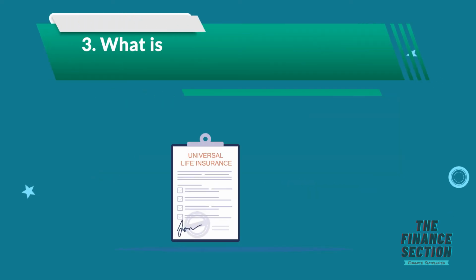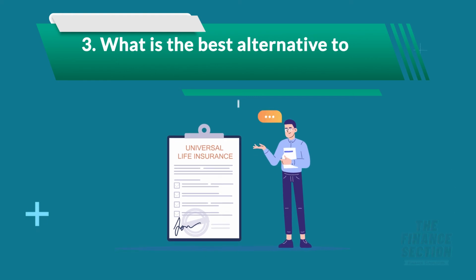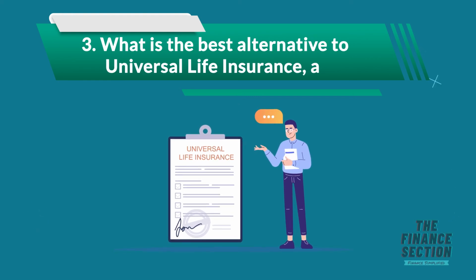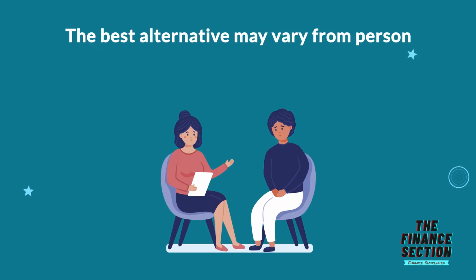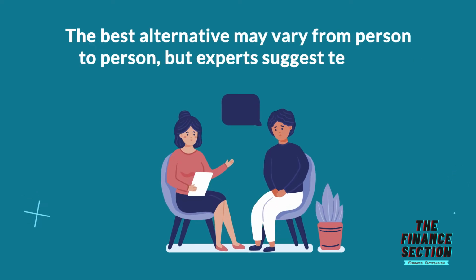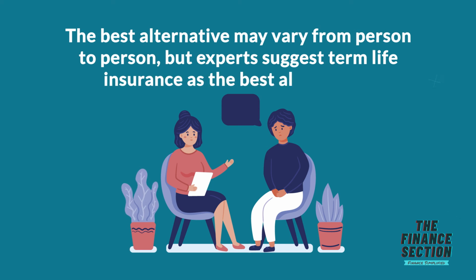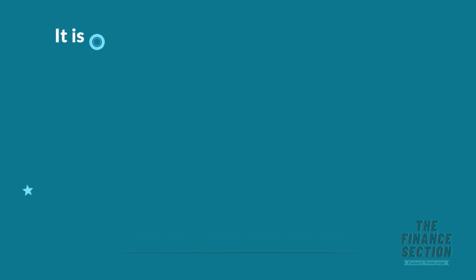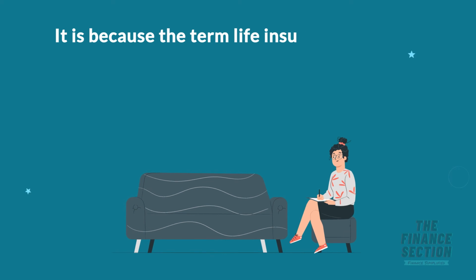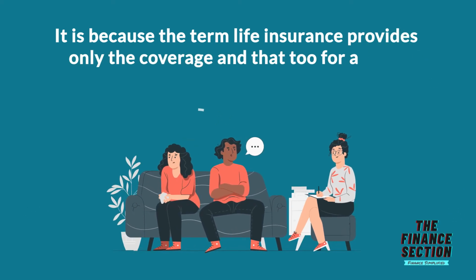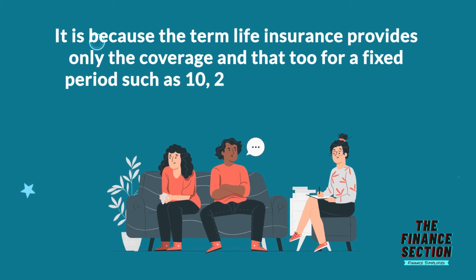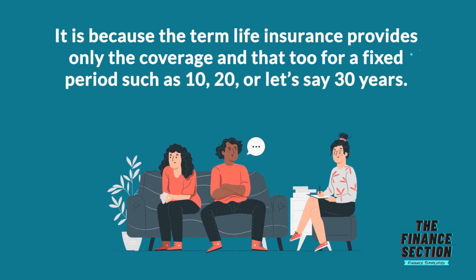3. What is the best alternative to universal life insurance and why? The best alternative may vary from person to person, but experts suggest term life insurance as the best alternative. It is because the term life insurance provides only the coverage, and that too for a fixed period such as 10, 20, or let's say 30 years.